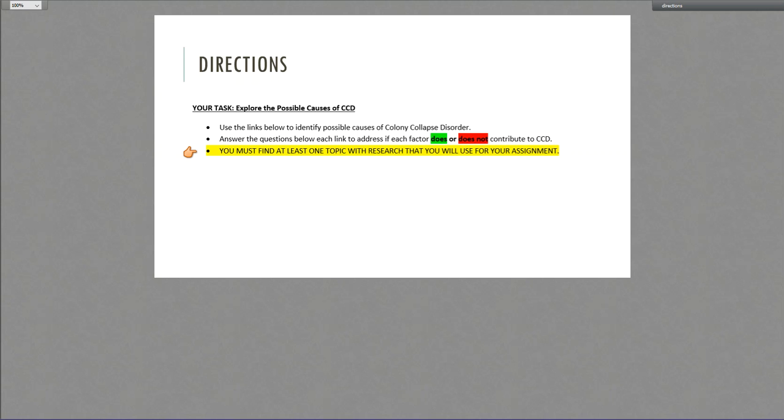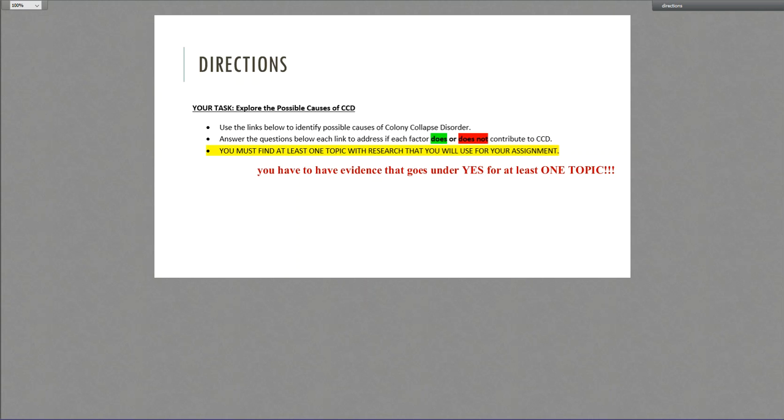And then you must find at least one topic with research that you will use for your assignment. What this means, and I'm going to type it right here, is that you have to have evidence that goes under yes for at least one topic. I'm telling you right now, every single topic that we gave you has some evidence that will support colony collapse disorder. So make sure that you keep that as a priority. This is important, so I wrote it on the board.